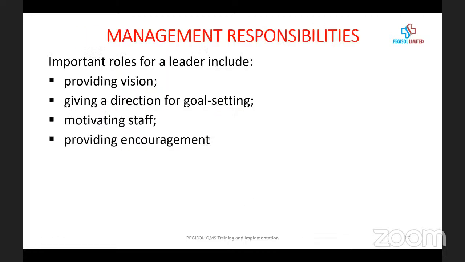So next, we look at management responsibility. What are the important roles for a leader? It includes providing vision. Vision is what gives direction. Vision is what tells us what we want to achieve. So the vision should be short-term vision, mid-term vision, and long-term vision, or short-term vision and long-term vision, depending on the leader. A short-term vision is something within 1 year, 2 years, could be 5 years, between 2 to 5 years, and above 10 years could be a long-term vision.